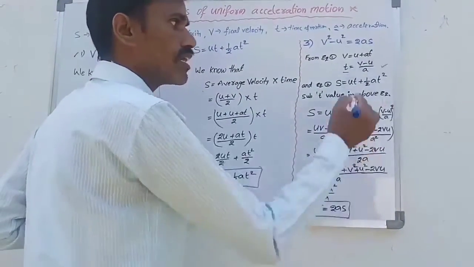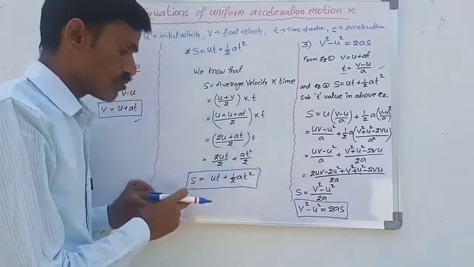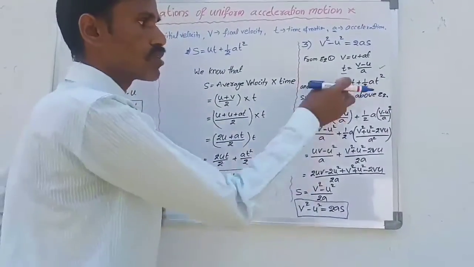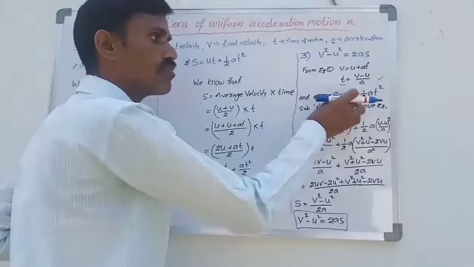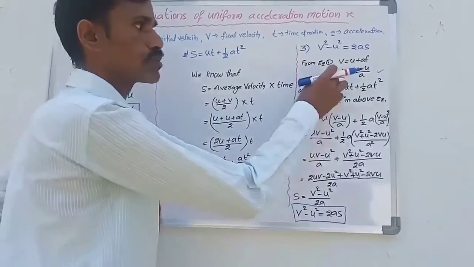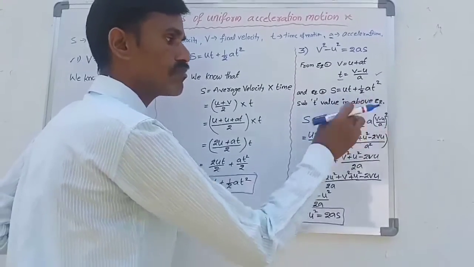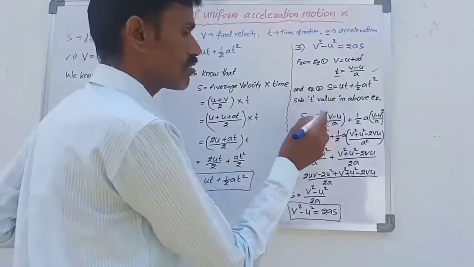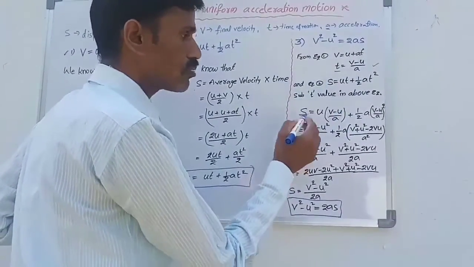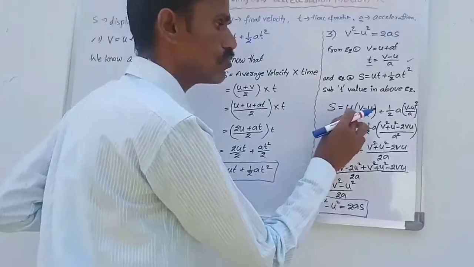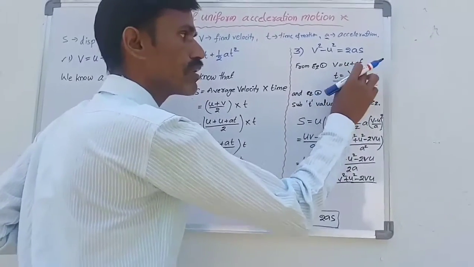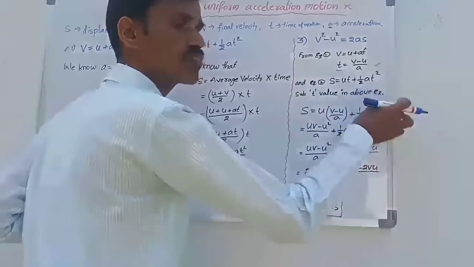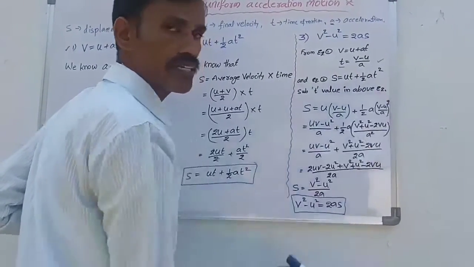Now from equation 2: s = ut + 1/2 at². Substitute this t value in the second equation. What do we get? s = u in place of t, we write (v - u)/a, plus 1/2 a, and in place of t², we write ((v - u)/a)².